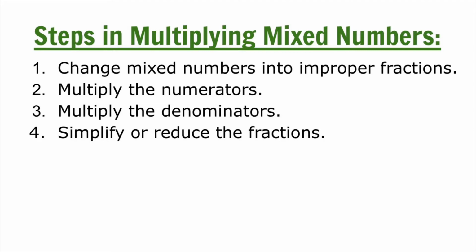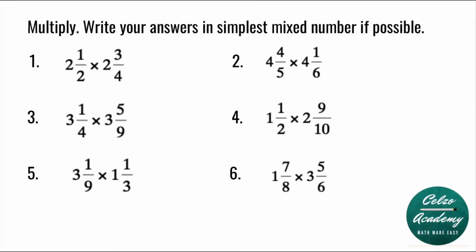1. Change mixed numbers into improper fractions. 2. Multiply the numerators. 3. Multiply the denominators. And 4. Simplify or reduce the fractions. Here are the 6 examples. Give it a try and play the video whenever you're ready for the solutions.